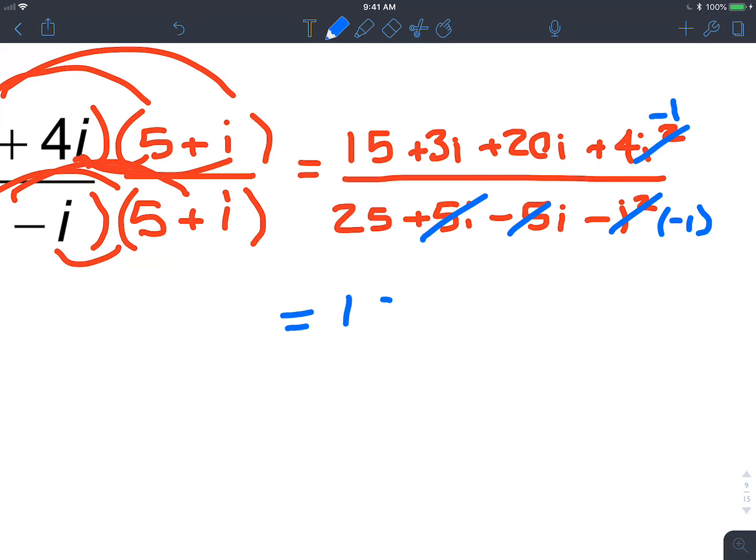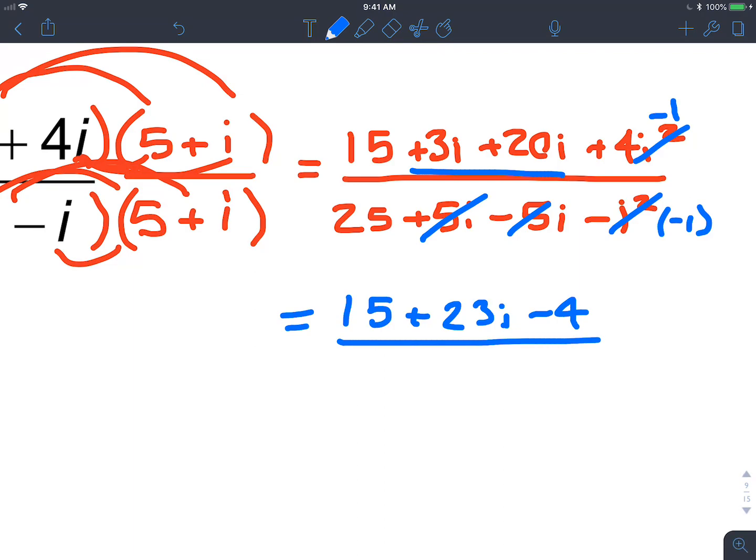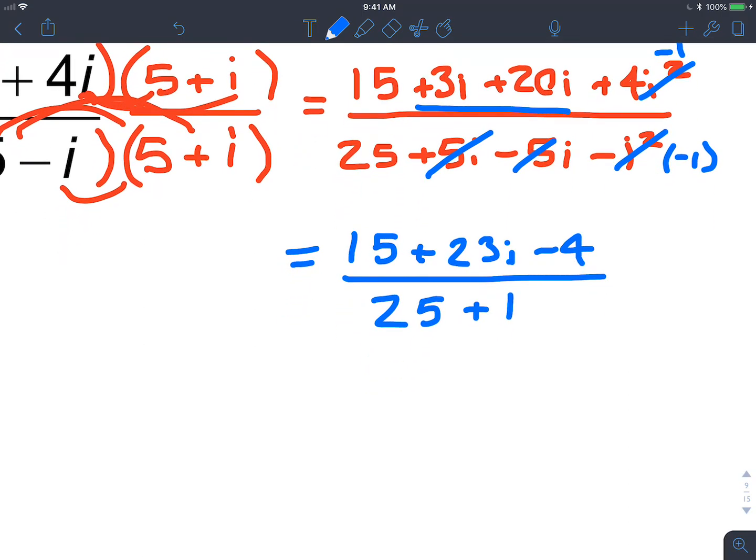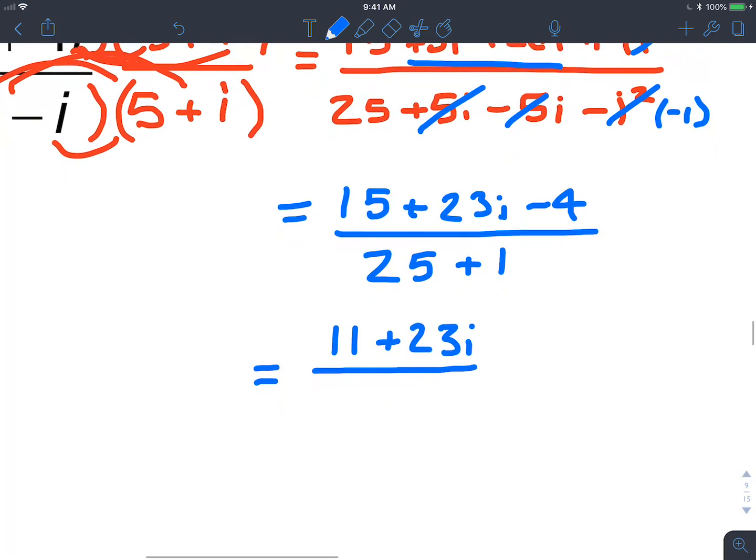So that'll be, I guess, 15. Those two combine up to 23i. And then I guess we're going to have minus 4 because of the negative 1 times a positive 4. And if you want to simplify that in the same step, you can. All right, and the 5i's cancel out, so now this becomes 25, I guess, plus 1 right there. Okay, and then now combine up the numerators and denominators here, so that'll be 11 plus 23i, and then all over, I guess we had 26.